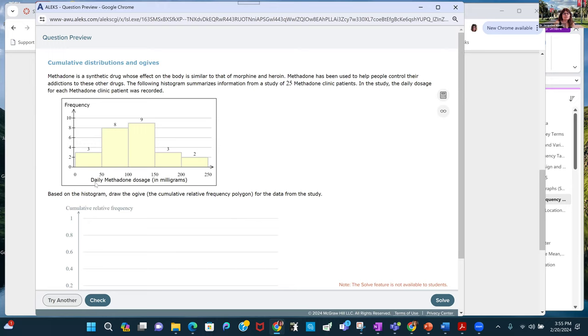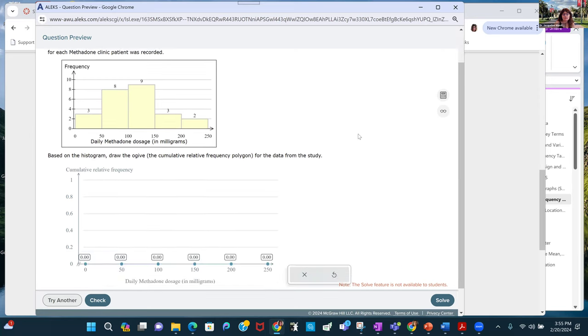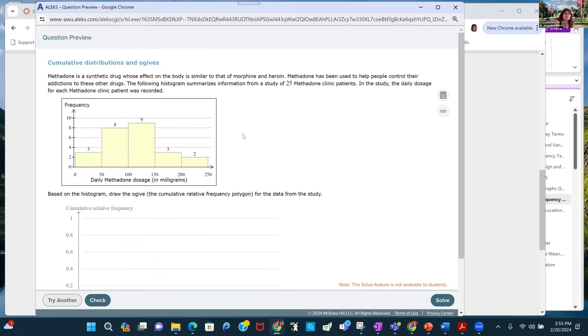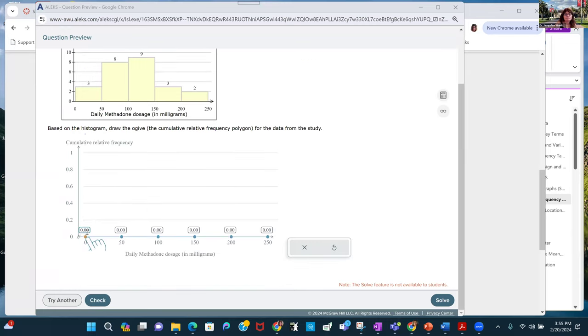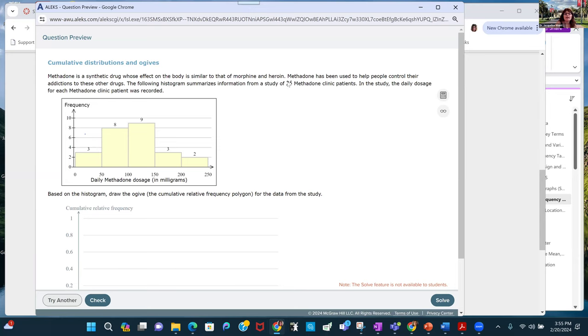Okay, so three patients had between 0 and 50 milligrams of methadone, and eight out of the 25 patients had between 50 and 100, etc. All right, so we want to get that cumulative frequency. So you start out at zero. So we're good there. And then three out of the 25 had between 0 and 50.